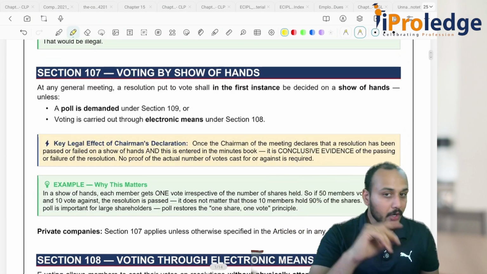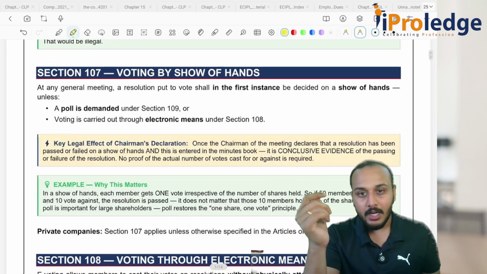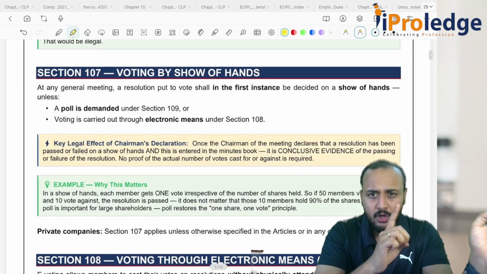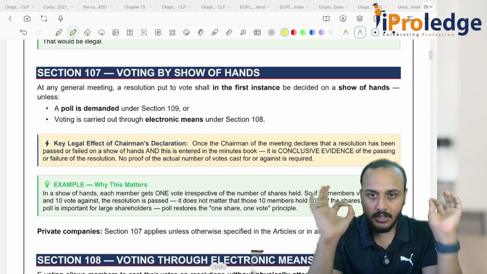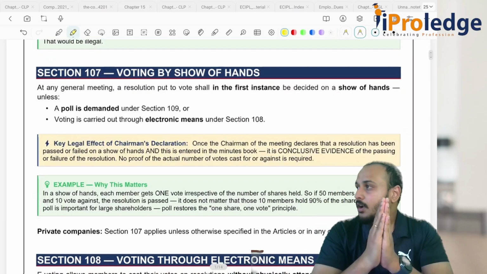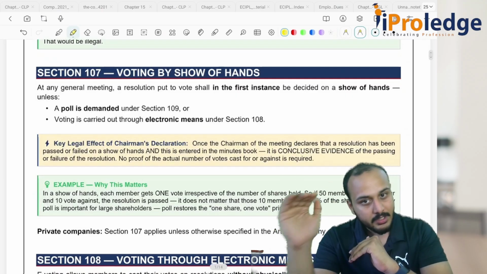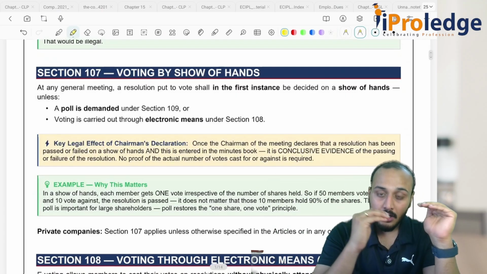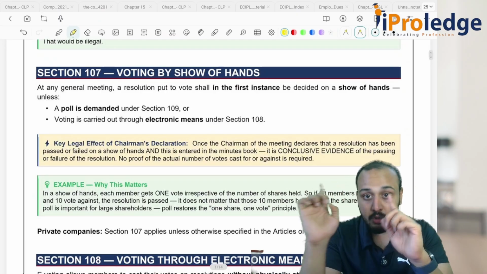Understood the difference? Now coming to section 108, voting by electronic means. Now tell me one thing. There are important agenda items, 108 and 110. Let's understand it conceptually together. The company that I invested in is in Jammu and Kashmir, but I am staying in Kanyakumari. Now I want to cast my vote.